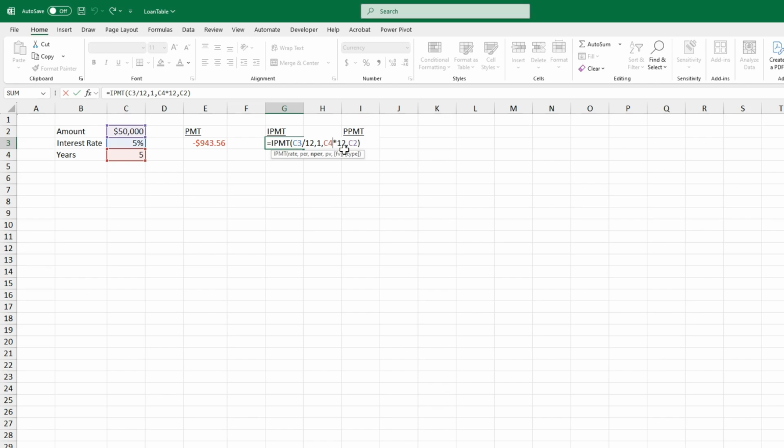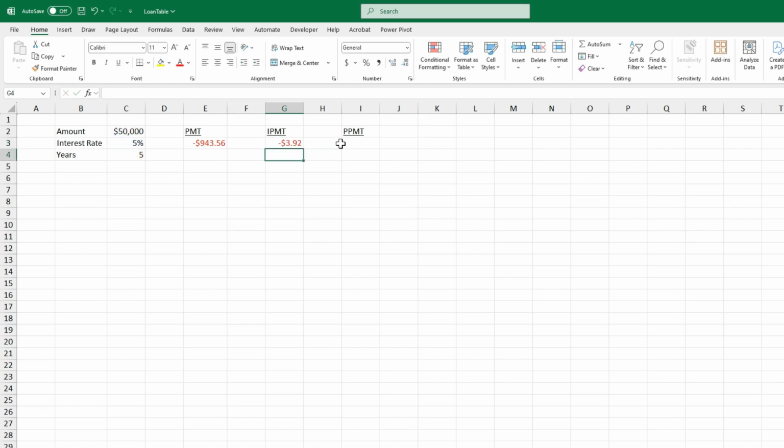So let's look at this. If I take out my 1 and put 60, what is my last interest payment going to be? It's going to be about $3, not much at all. And then if I calculate my PPMT, I just type in PPMT. This is for my principal amount. So this is just me repaying the $50,000.